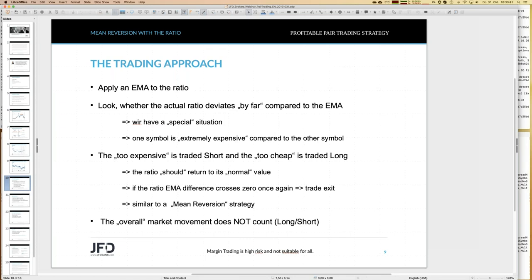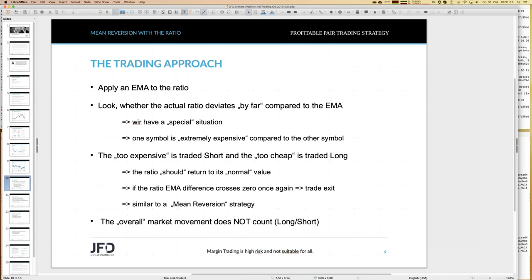So if JFD or any other broker would offer the symbol Brent divided by WTI, then I could make the same kind of webinar and describe the same strategy. The only difference is I would not call that strategy a pair trading strategy. I would call it a mean reversion strategy. So you see, it's exactly the same. The only thing is we don't have such a symbol like Brent divided by WTI or Dow Jones divided by S&P 500. If so, then it would be a mean reversion strategy and we would do exactly the same. So you see, the similarity is really quite obvious.